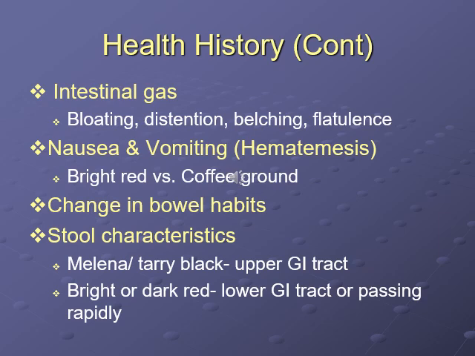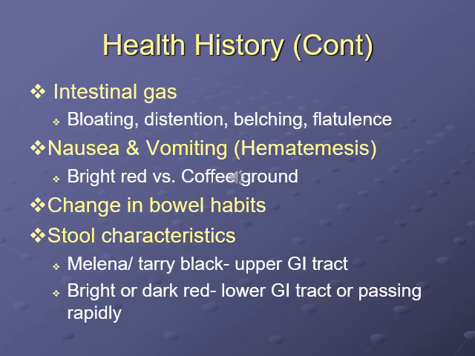Stool characteristics then, melena or tarry black. This is again typically most common with duodenal ulcers. 70% of the time, if somebody's having an upper GI bleed, the stool characteristic will be melena, or what we know as that tarry black. Bright or dark red, this can be the lower GI tract or passing rapidly.